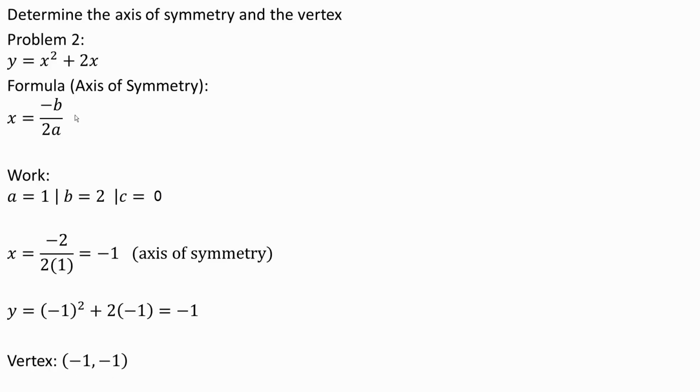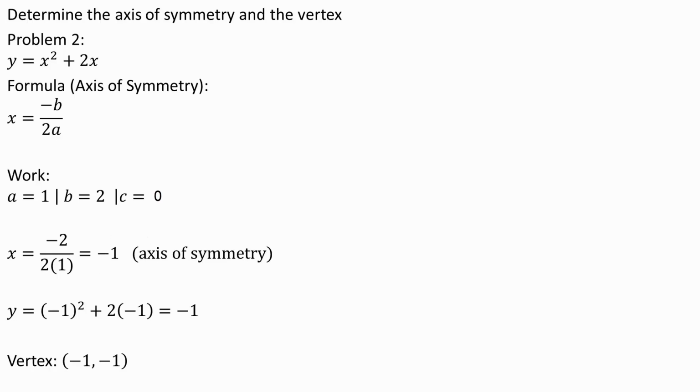Now for our second problem. So we have a is equal to 1, b is equal to 2, and c is equal to 0. So we have negative b divided by 2a. So negative 2 divided by 2 times 1, so we get negative 1.